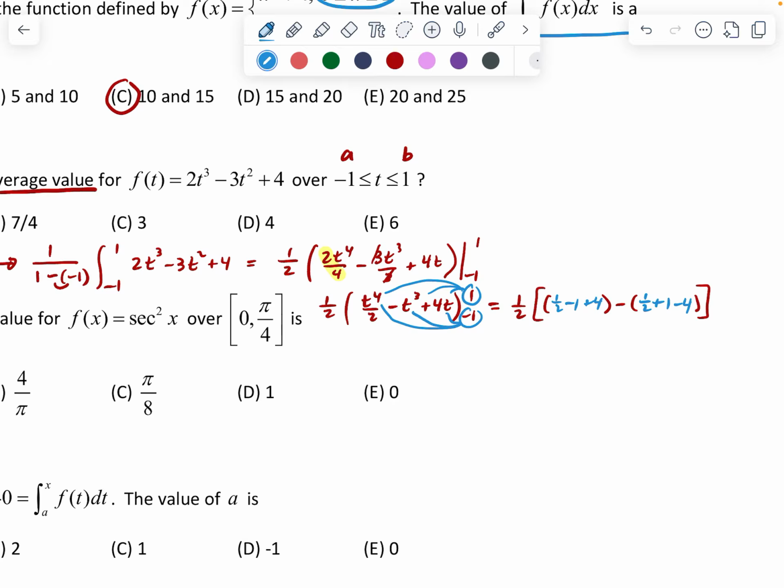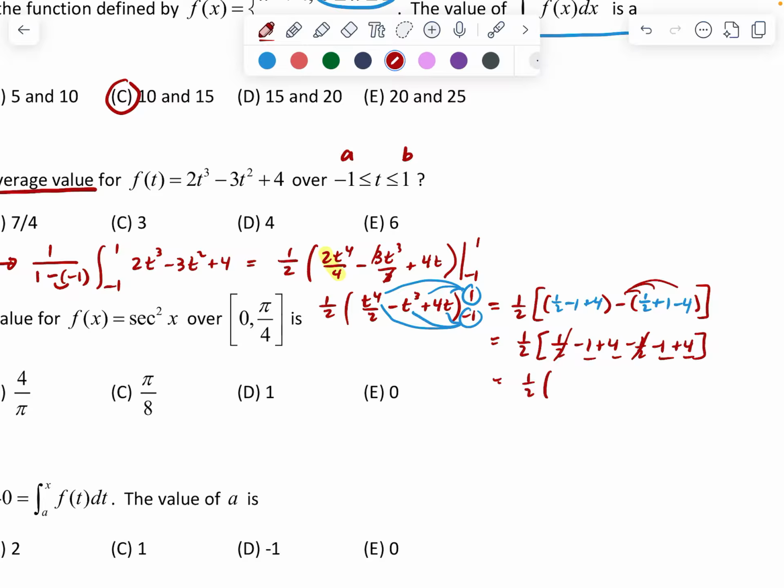Okay? So writing this out, I'm going to have 1/2. And then removing the parentheses, I have 1/2 minus 1 plus 4. Distributing that negative, I'm going to have minus 1/2 minus 1 plus 4. Notice my 1/2s cancel out, so this is really half of negative 1 plus 4 is 3.